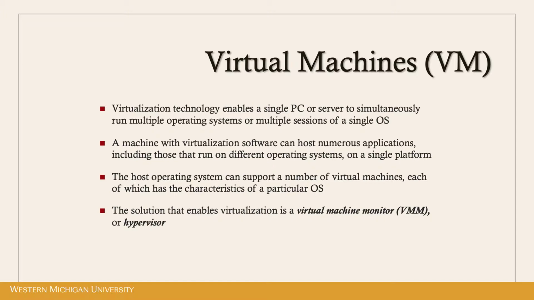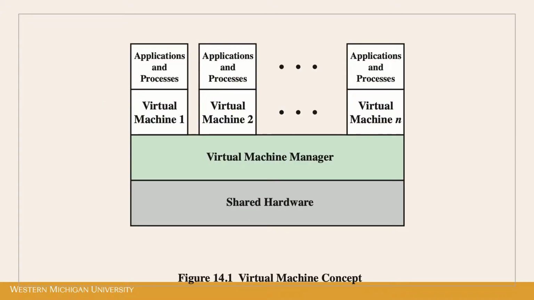Now, the solution that enables virtualization is called a virtual machine monitor, VMM, or a hypervisor. So the way this works is we have shared hardware down at the bottom, then we have our virtual machine manager running on that hardware, and then we can have as many virtual machines as we have resources for running their own applications and processes running on top of that virtual machine manager.